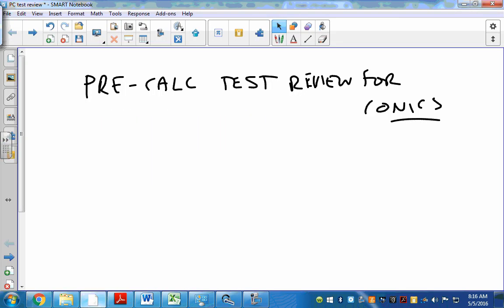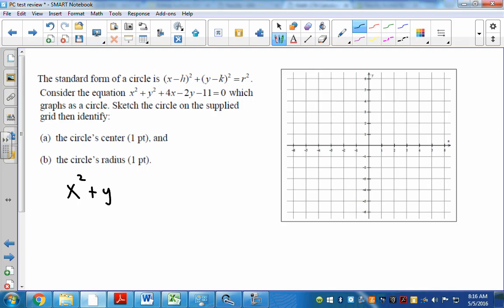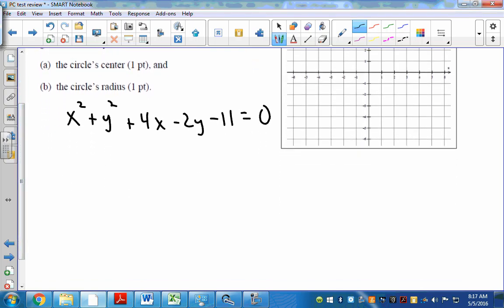The first question is asking about this circle, a standard form. We have an equation given, and we have to find its center and radius. We start with the equation x squared plus y squared. Notice the coefficients are both 1. They're both positive. That means this is a circle. 4x minus 2y minus 11 is 0. And our task is to complete the square in x and y.